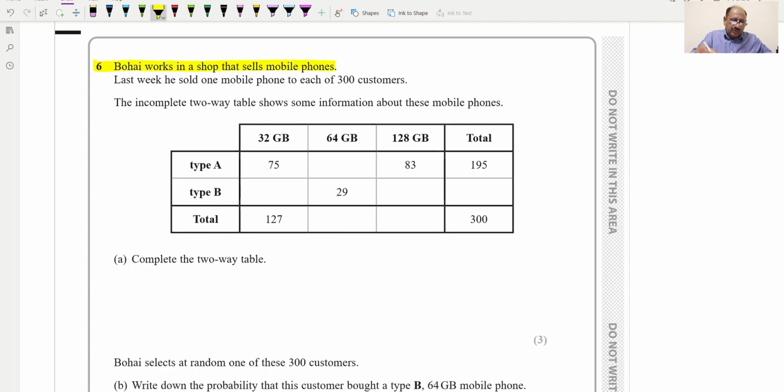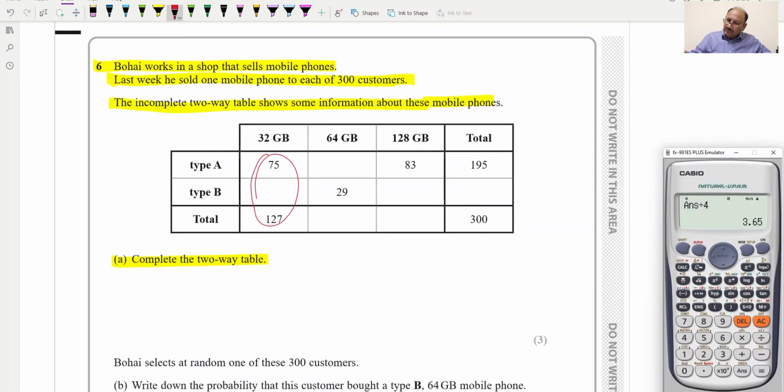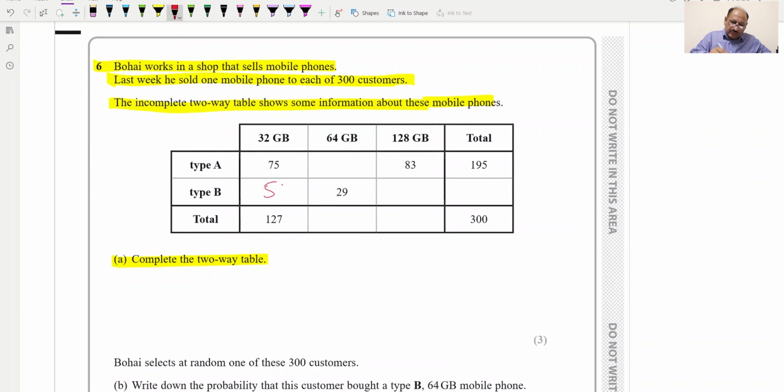Question number 6. Wahai works in a shop that sells mobile phones. Last week he sold one mobile phone to each of 300 customers. The incomplete two-way table shows some information about these mobile phones, and we have to complete this two-way table for a part. And what we will be doing, we can check this information. For example, for this column 2 are given, so 127 minus 75 will be equal to 52, so we can write here 52.